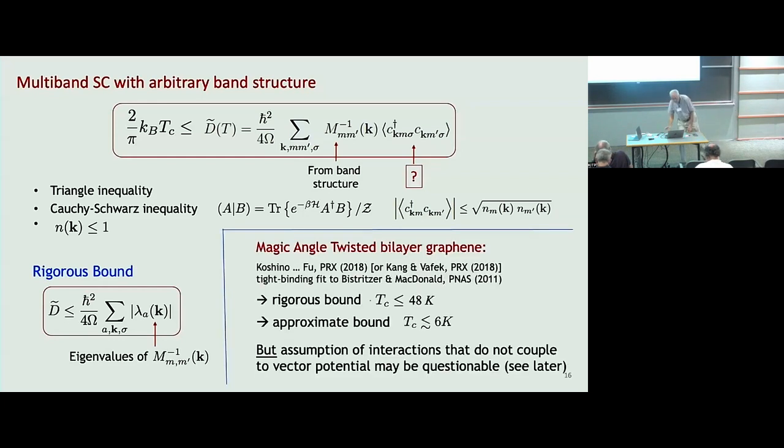So if we play this game for magic angle twisted bilayer graphene, and this could be very unjustified, using, say, the Cauchy-Nofu tight binding fit to Bistritzer and MacDonald, we would get a rigorous bound of 48 Kelvin, and if you make some approximation, 6 Kelvin. Why am I saying that this may not be a reasonable thing to do? You heard Debanjan's talk. Because the assumption of interactions that do not couple to the vector potential may be highly questionable when you project into this very flat band. But let's come to flat bands in a second.